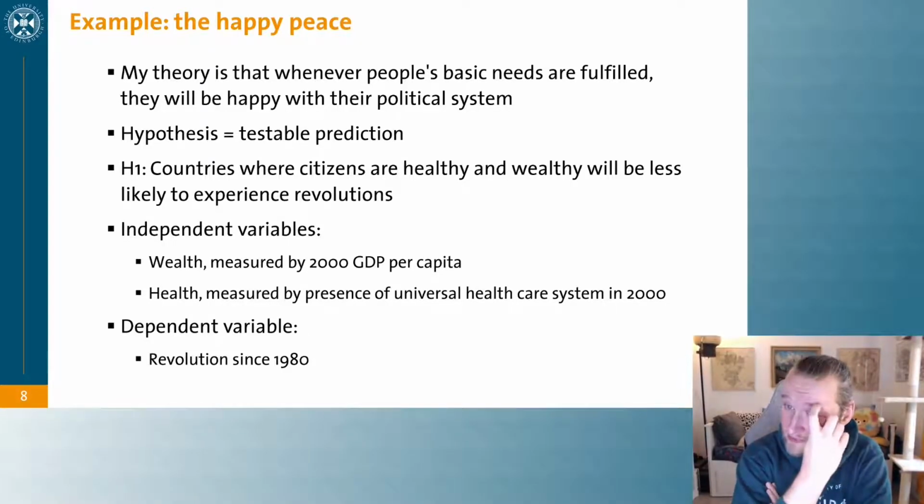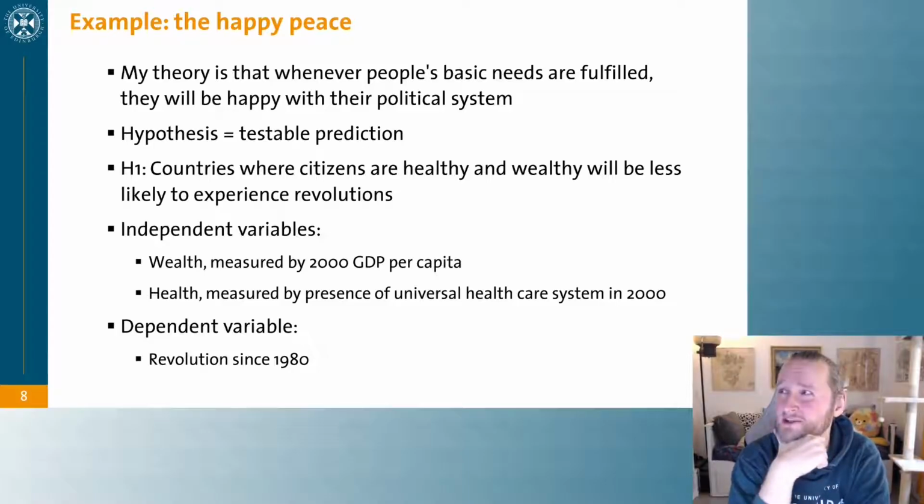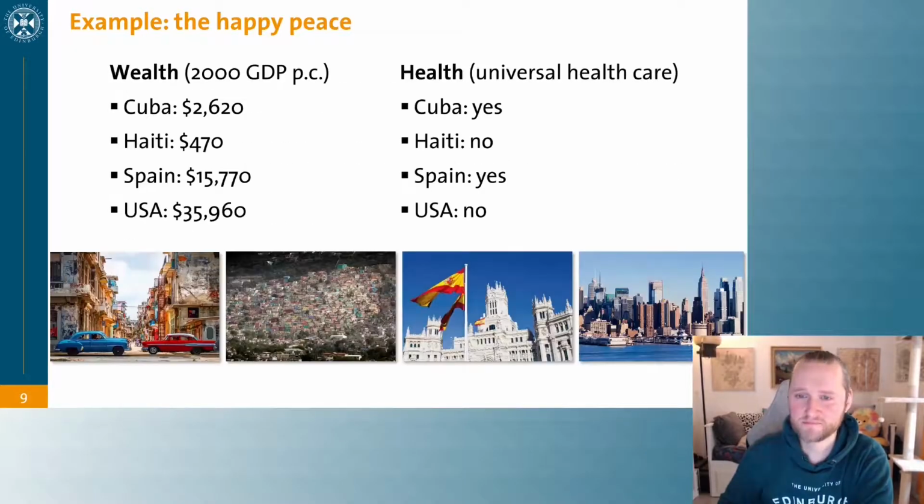So my dependent variable, revolution, how do I measure that? Well, I don't really want to go back 100 years because I'm kind of lazy. So I've just looked at, has there been a revolution since 1980? That just seemed like a good rough estimate. That's been like 40 years, that should be enough if my theory is correct to show something.